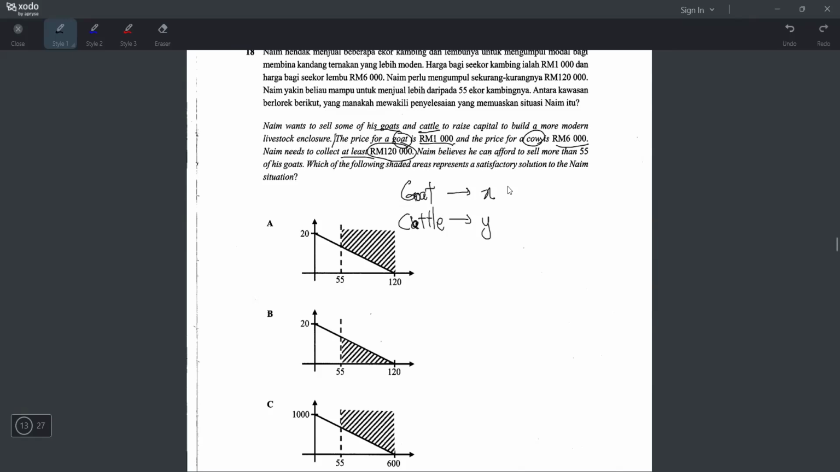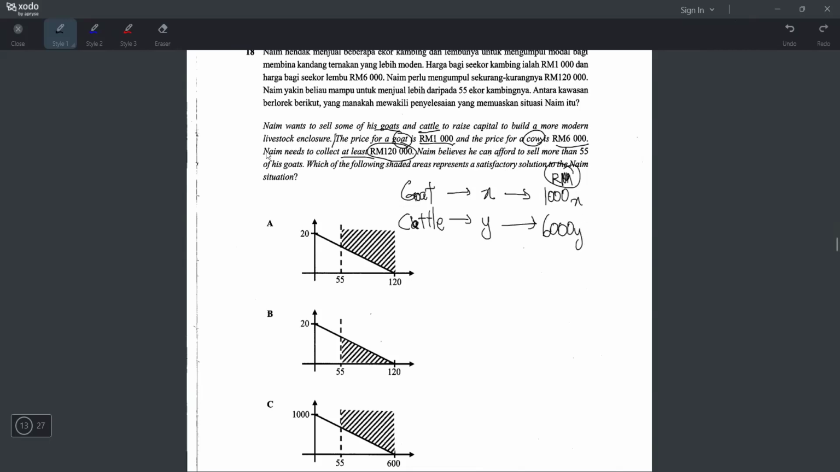The price for one goat is 1,000 ringgit. So if you have 2 goats, what's the price? 2 times 1,000. If you have 7 goats, 7 times 1,000. If you have X goats, X times 1,000. So 1,000X. This is the price, RM. What about cattle? The price for one cow is 6,000. So if you have 7 cows, 7 times 6,000. If you have 20 cows, 20 times 6,000. If you have Y cows, 6,000 times Y.